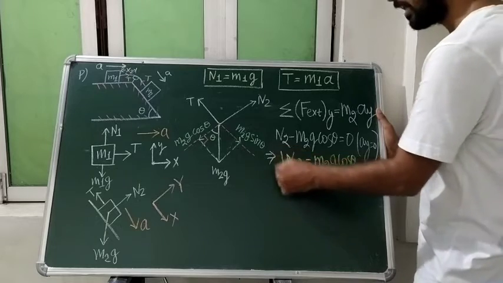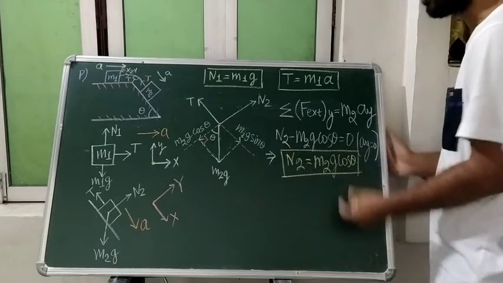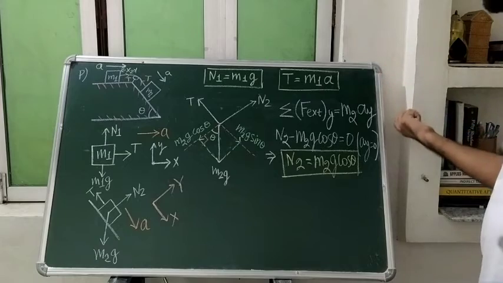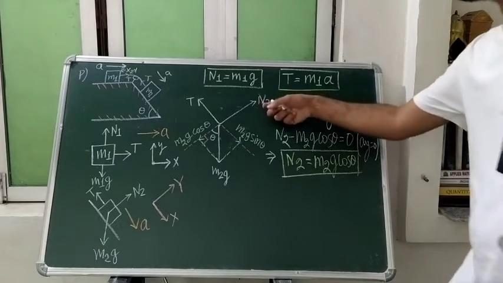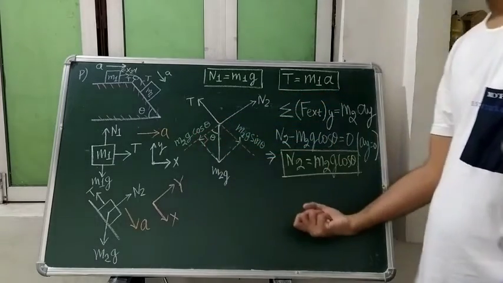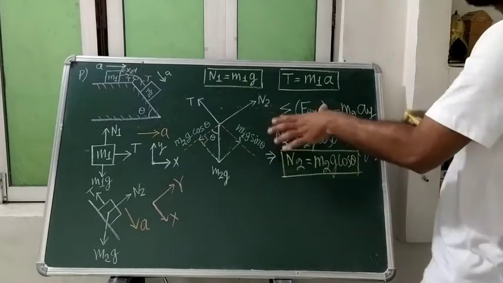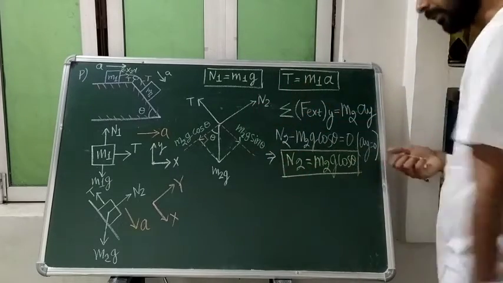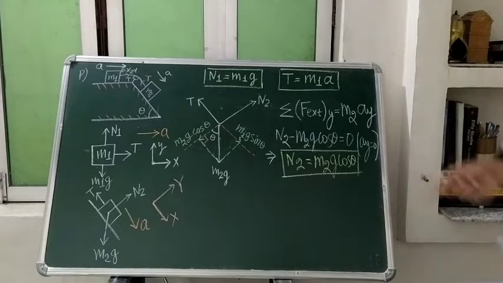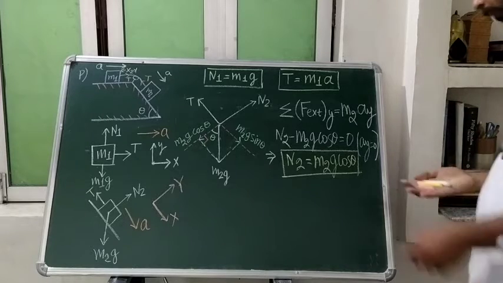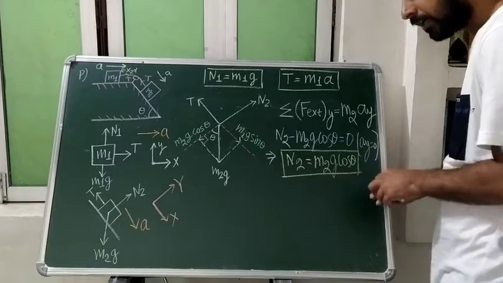Again and again I am saying this. Otherwise I can only say no acceleration is present in the y direction. So our reaction will be equal to what? N2 equals m2g cos theta. So it gets balanced when no acceleration is present. So in the y direction we are getting this.